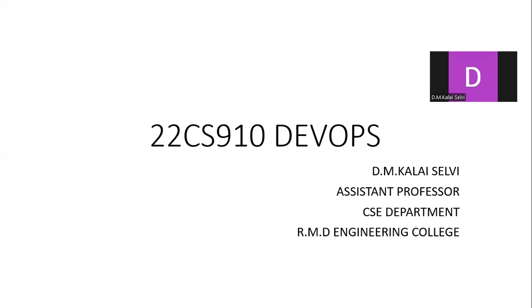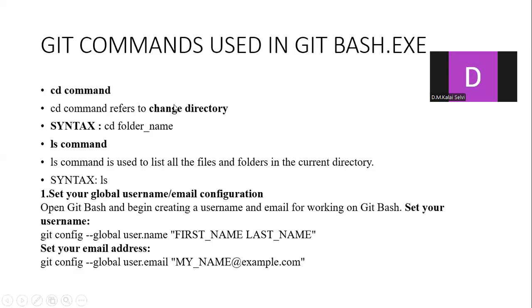Now we are going to see about the Git commands used in Git Bash. Initially, we'll have a set of commands generally used as shell commands in the command prompt. Git Bash is a general command prompt.